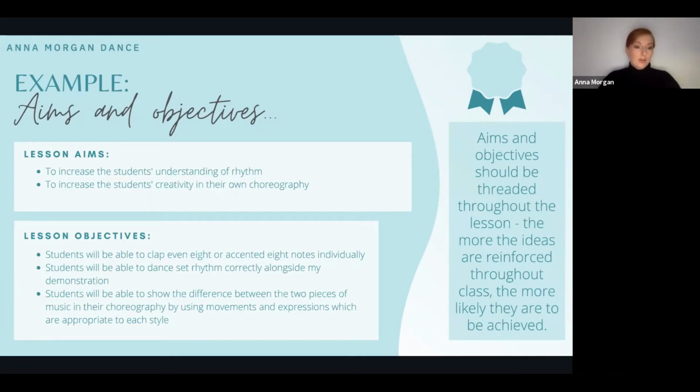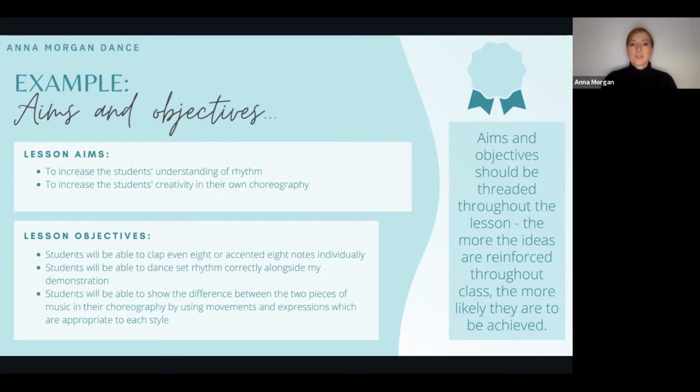So here we've got students will be able to clap even eighth or accented eighth notes individually. Students will be able to dance set rhythm correctly alongside my demonstration. So they're the two things that we want to achieve this lesson in order to contribute to that wider goal of increasing their understanding of rhythm. And then in relation to the choreography aim, students will be able to show the difference between the two pieces of music in their choreography by using movements and expressions which are appropriate to each style.